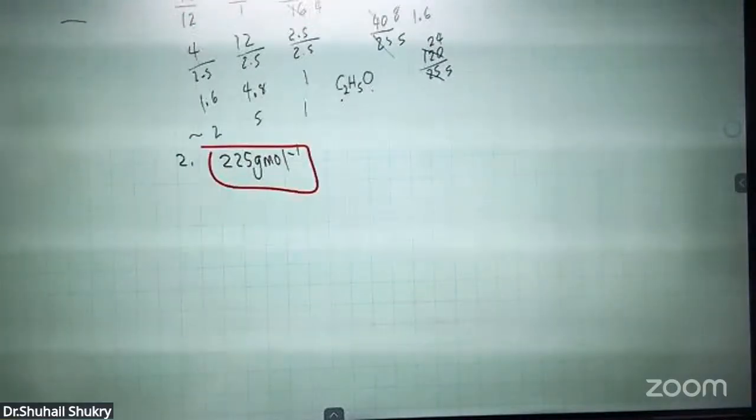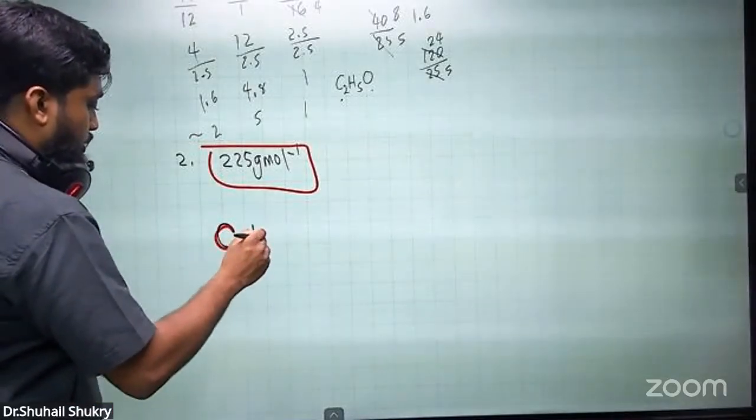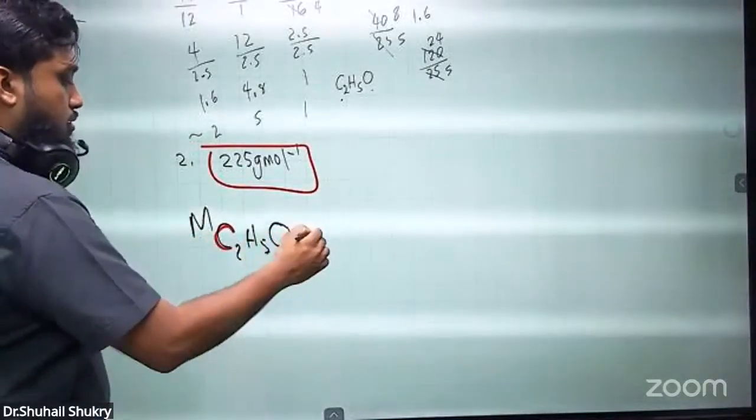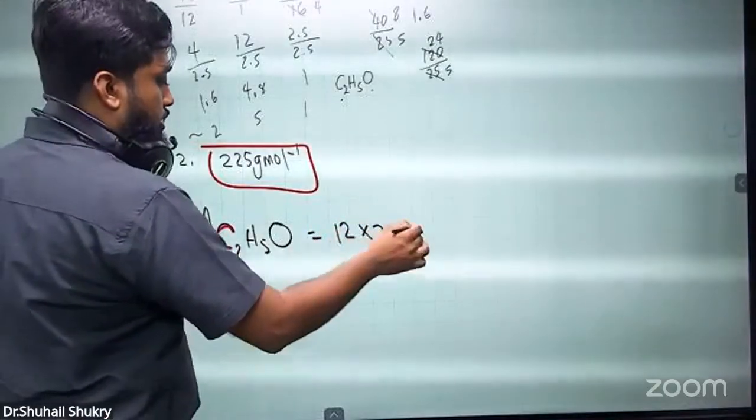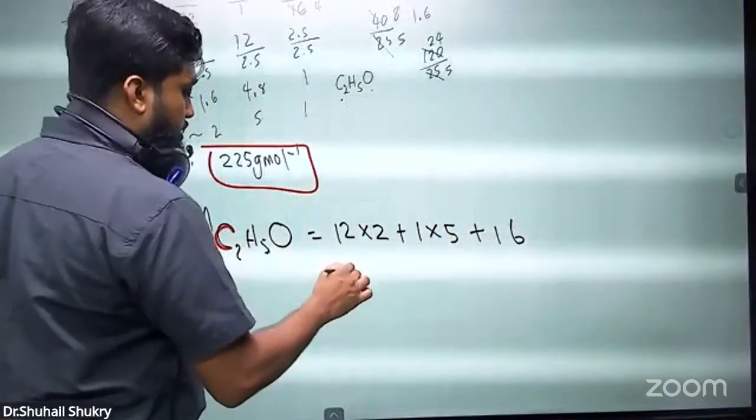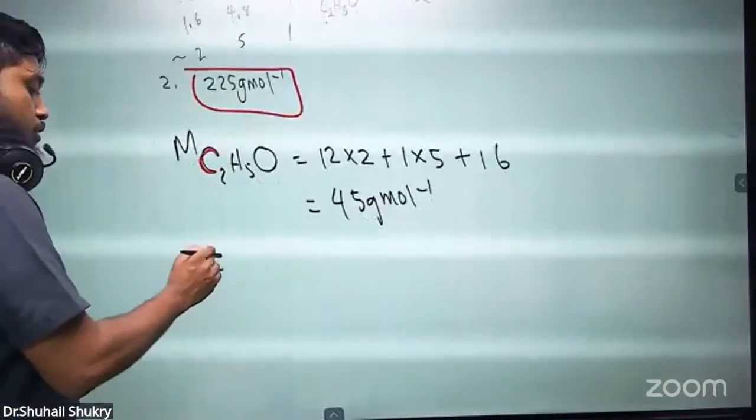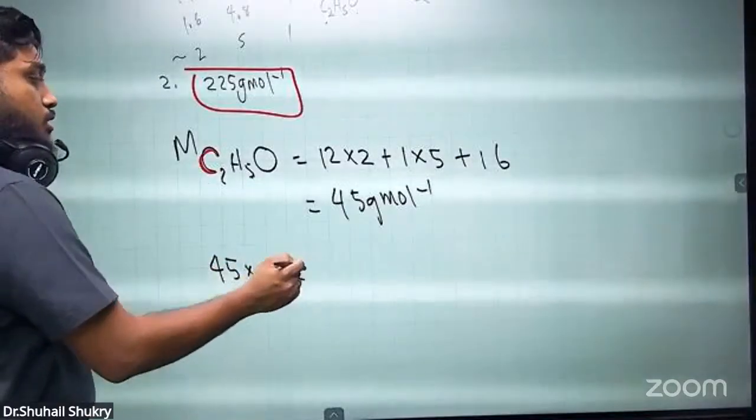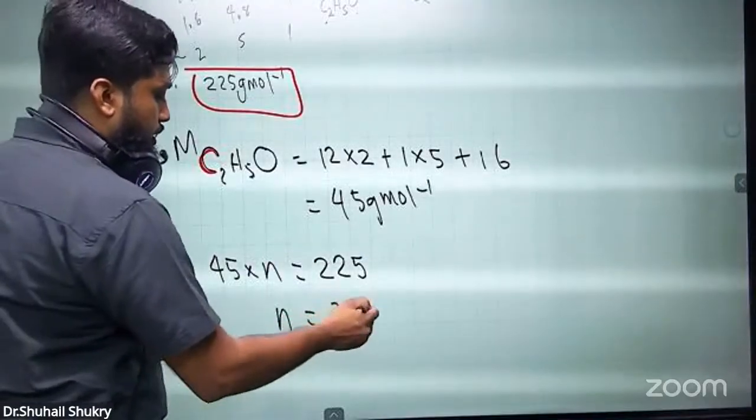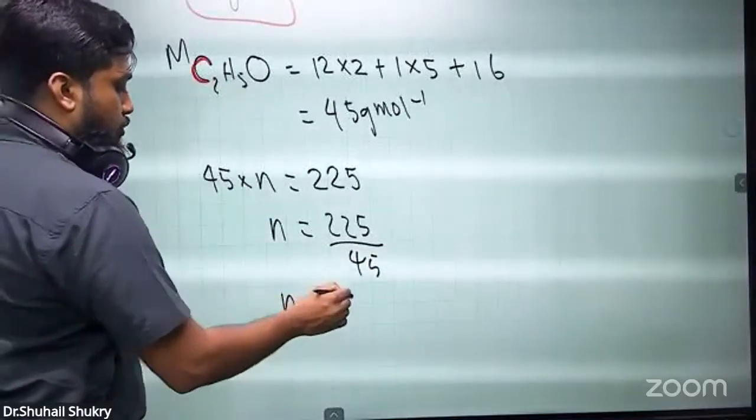First of all, you can find the weight of C2H5O. You can see the molar mass of this. Carbon is 12 into 2, hydrogen 1 into 5, plus oxygen is 16. If you add all these, you get 45 grams per mole. So you can write 45 times N is equal to 225. Then N is equal to 225 divided by 45. If you divide this, you get N is equal to 5.